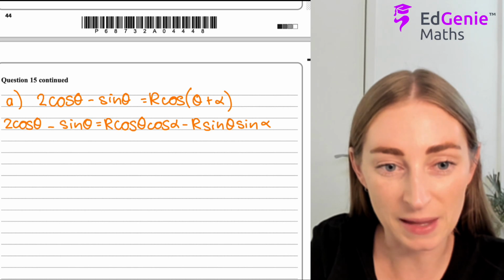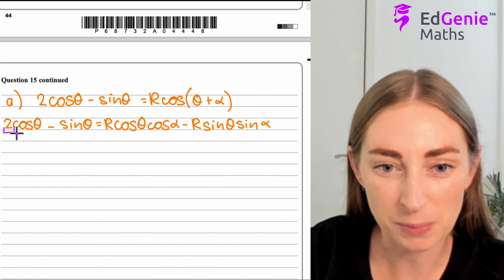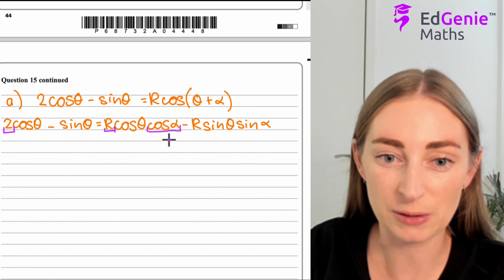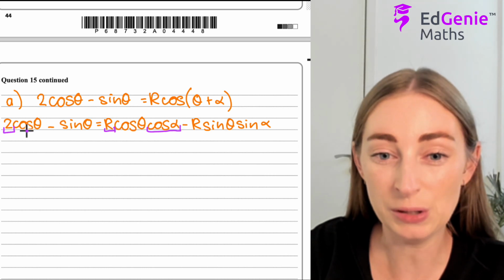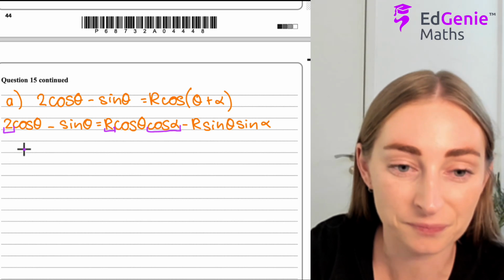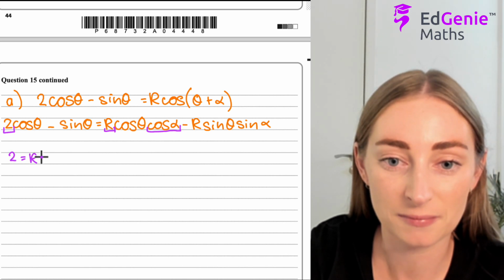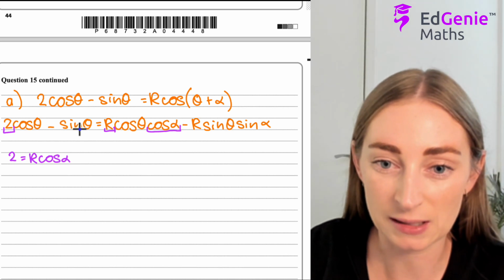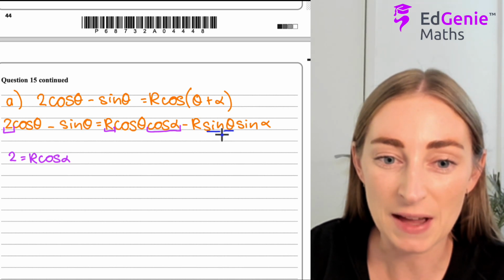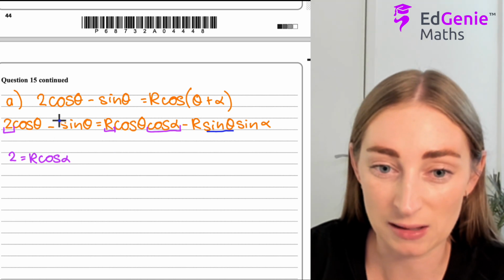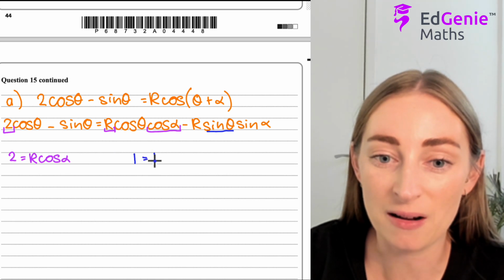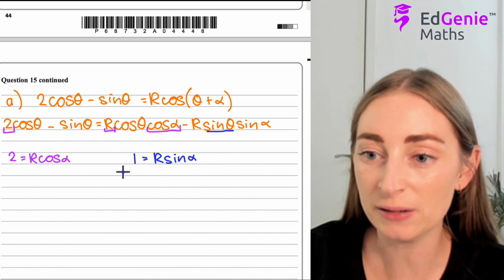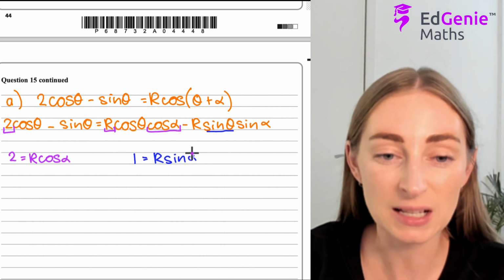So we can see from this that 2 must be R cos alpha. Can you see that? So we've got the cos theta there. So 2 must equal R cos alpha. Then minus sine theta. So we've got the minus sine here. So that means that 1, because we don't have any other term, must equal R sine alpha. And then from this we can find our R value and we can find our alpha.